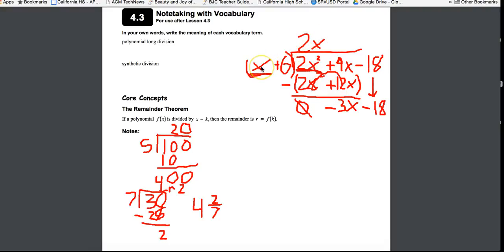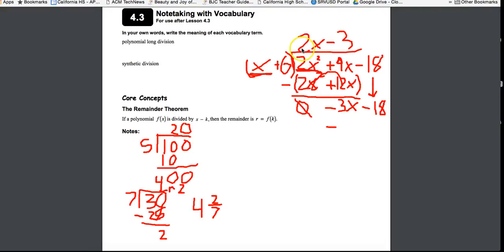Now we want to know, what do we need to multiply x by to get negative 3x? We've moved on to our next term, so now that we subtracted, we're looking down here. We need to know what we multiply x by to get negative 3x. In this case, it's negative 3. So up here, we write negative 3. And now we are looking at multiplying our whole divisor by negative 3.